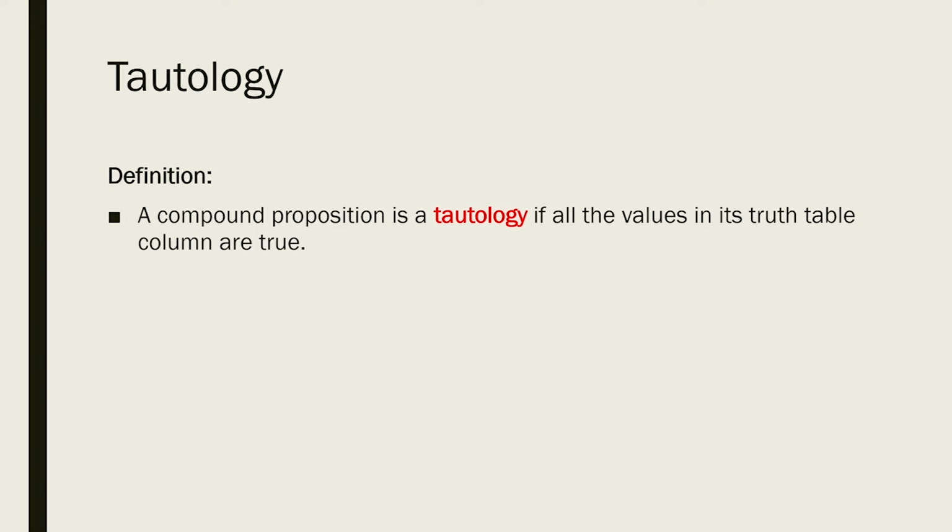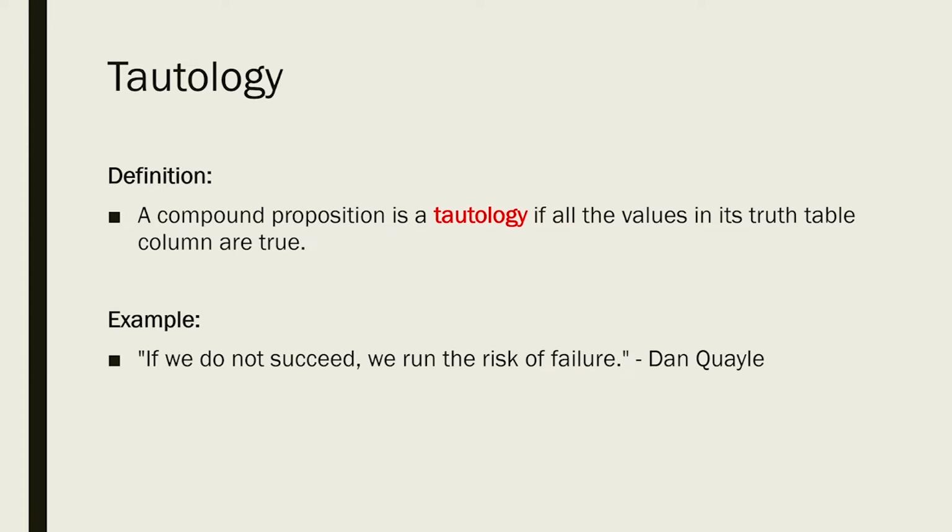Let's start with tautology. A compound proposition is a tautology if all the values in its truth table column are true. Basically, a tautology is a statement that is always true. For example, the sentence, if we do not succeed, we run the risk of failure. It's always true because if you do not succeed, it means you fail. If you fail, you run the risk of failure because you're failing.